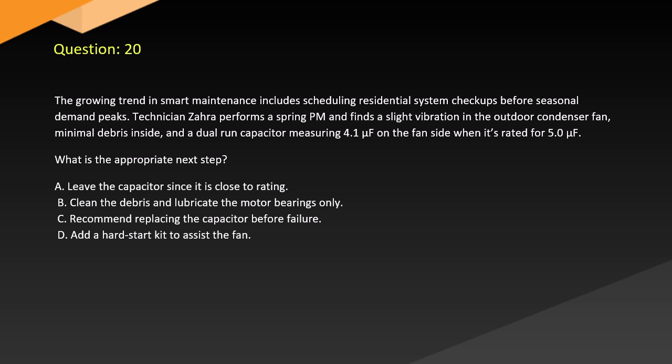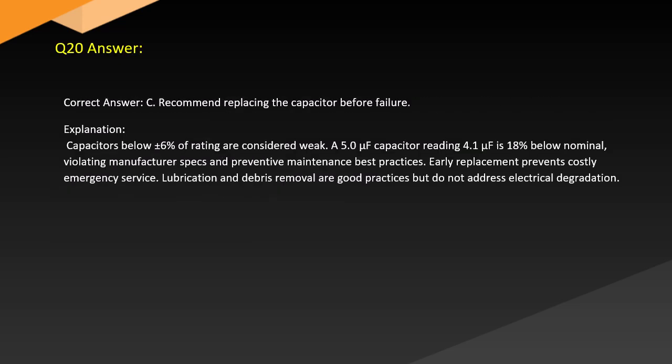A. Leave the capacitor since it is close to rating. B. Clean the debris and lubricate the motor bearings only. C. Recommend replacing the capacitor before failure. D. Add a hard start kit to assist the fan. Answer. Correct answer. C. Recommend replacing the capacitor before failure. Explanation. Capacitors below plus or minus 6% of rating are considered weak. A 5.0 µF capacitor reading 4.1 µF is 18% below nominal, violating manufacturer specs and preventive maintenance best practices. Early replacement prevents costly emergency service. Lubrication and debris removal are good practices but do not address electrical degradation.